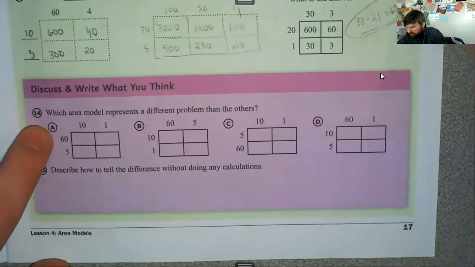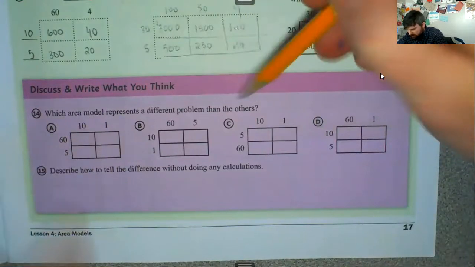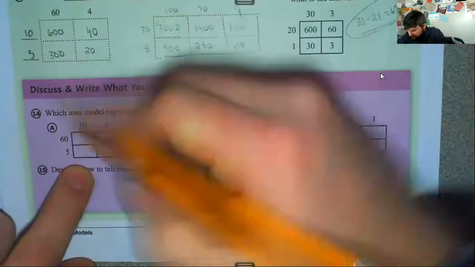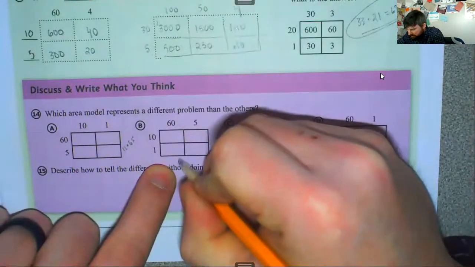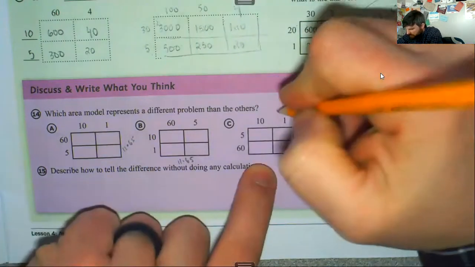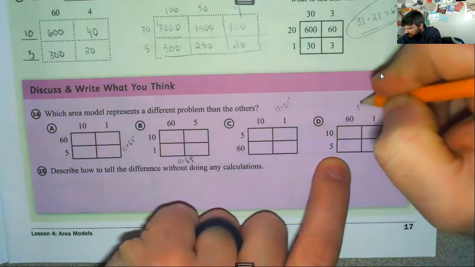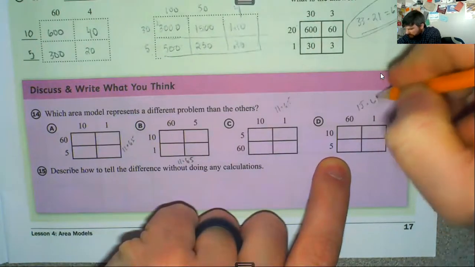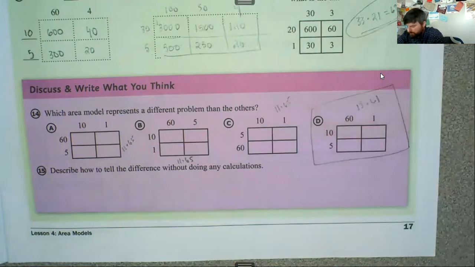Which area model represents a different problem than the others? Okay, so this one looks like 11 times 65. This one looks like 11 times 65. This one looks like 11 times 65. And this one looks like 15 times 61. So this one represents a different problem.